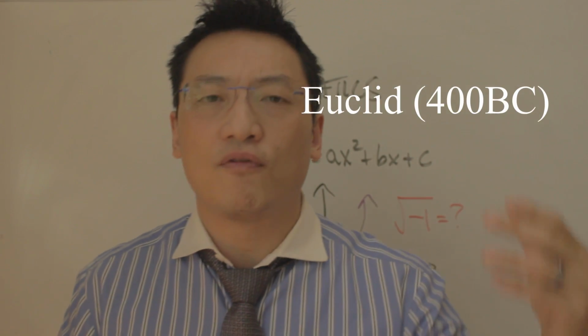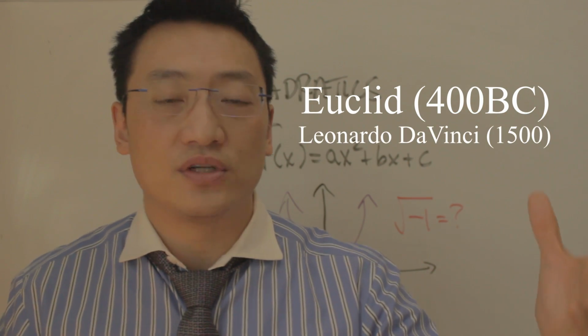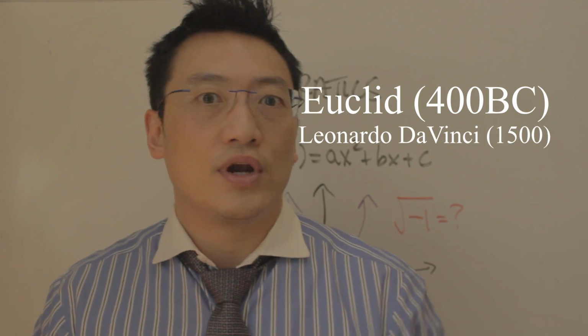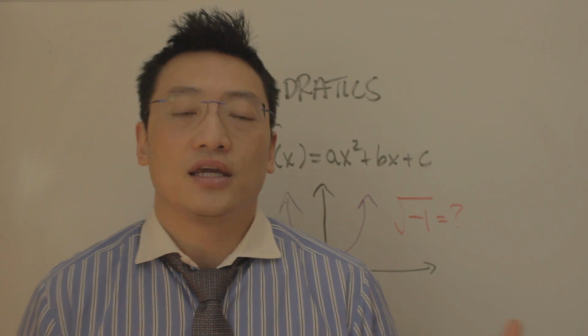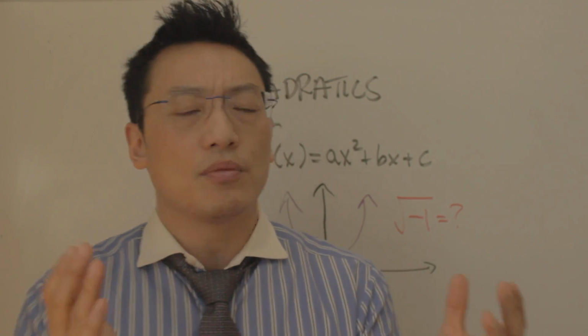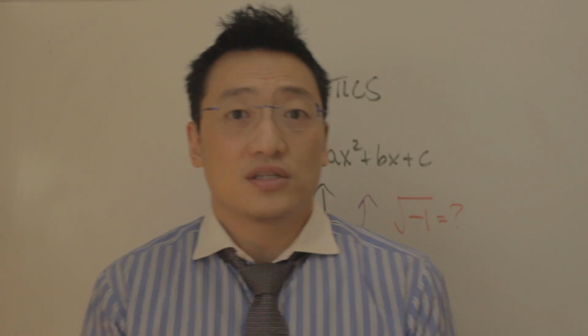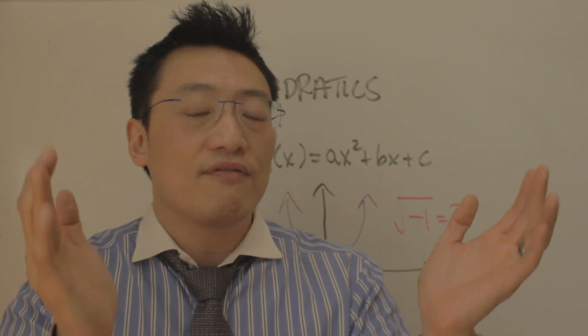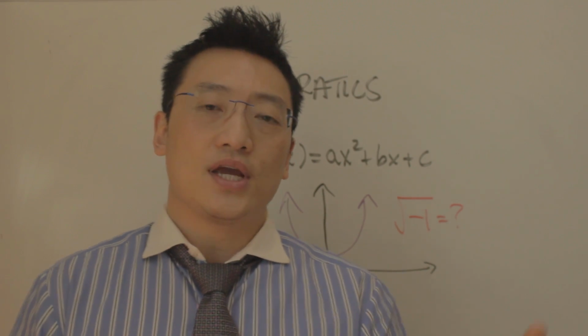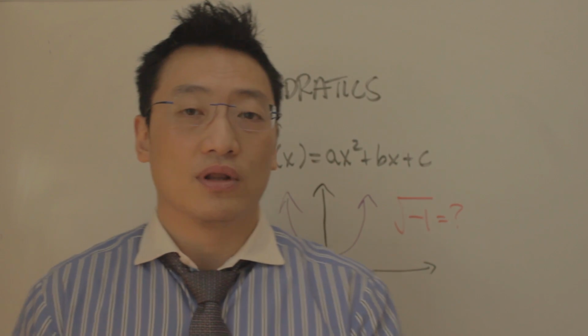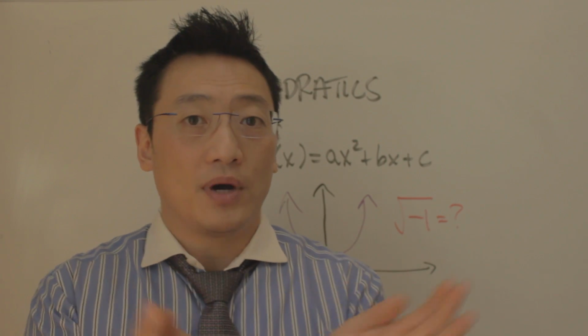From Euclid from 400 BC to Leonardo da Vinci to René Descartes, the philosopher and mathematician who said, "I think, therefore I am." He was really the person who was responsible for creating the graphing solutions of parabolas. And we can understand quadratics in real life as a parabolic shape.